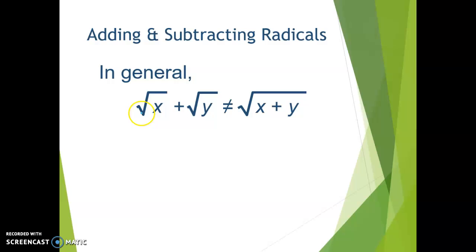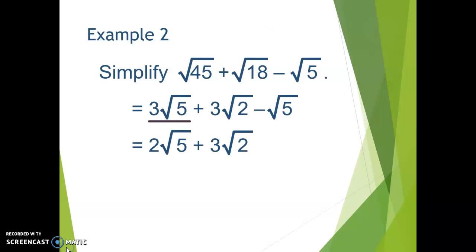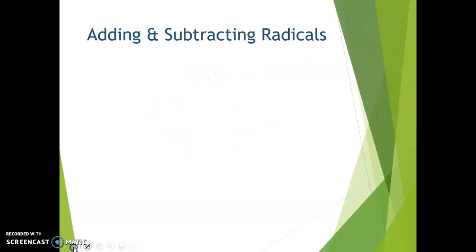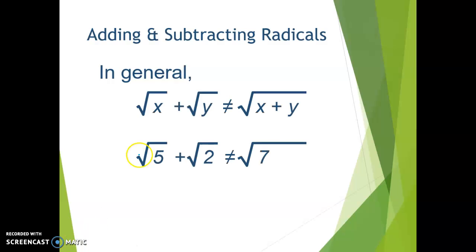In general, the square root of x plus the square root of y is not equal to the square root of x plus y. So the square root of 5 plus the square root of 2 is not equal to the square root of 7.